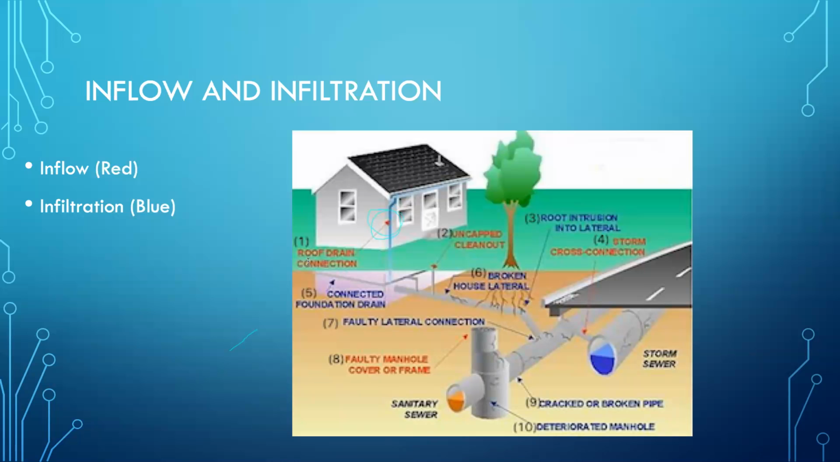Roof drain connection, that's a direct connection to the system, so that's inflow. An uncapped cleanout, that's a direct connection to the system, inflow.